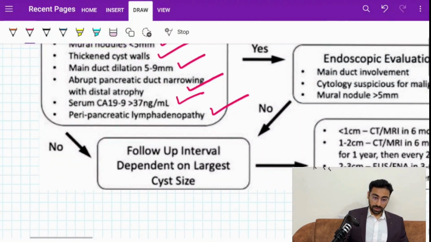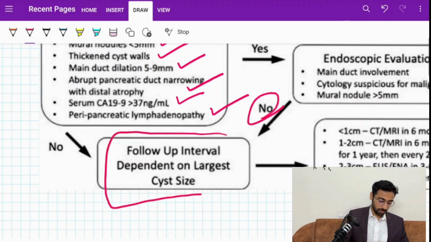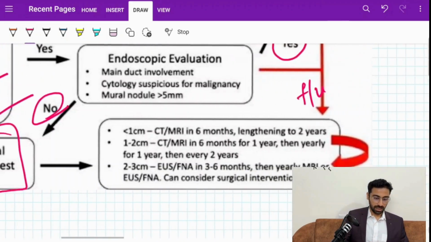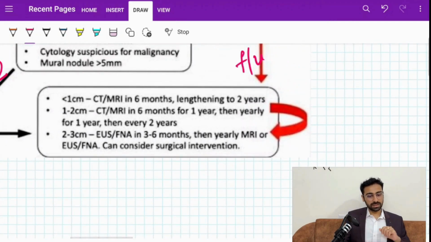Now, if on endoscopic evaluation he does not find any abnormality, then the patient directly goes to interval follow-up based on the largest cyst size. Based on the cyst size, again, they are divided into when the patient will go for follow-up. Larger the cyst size, smaller the interval between each follow-up scan.